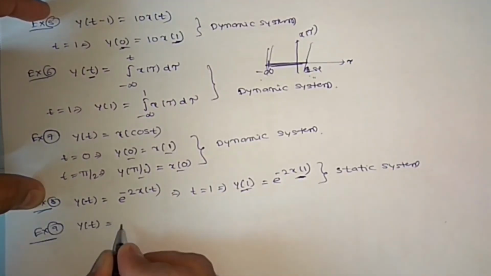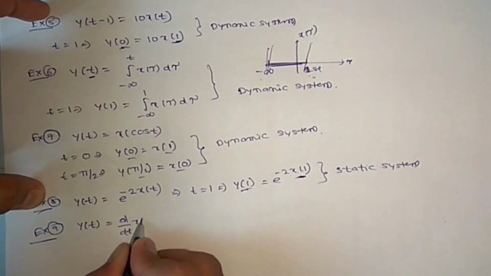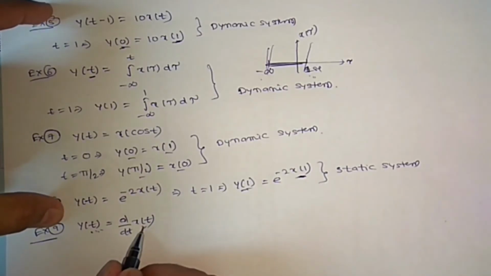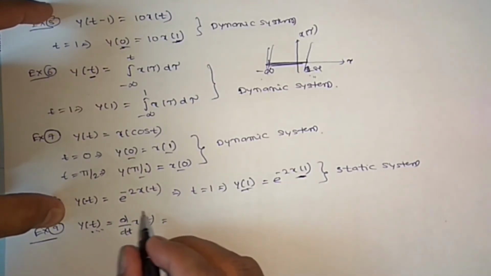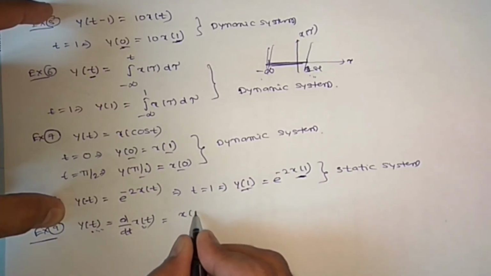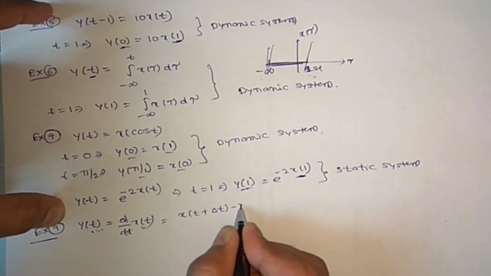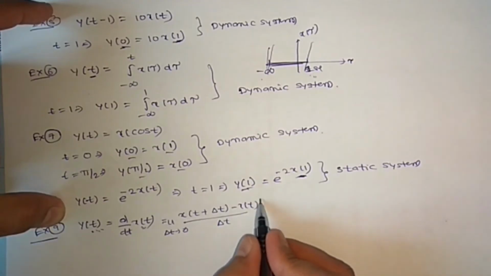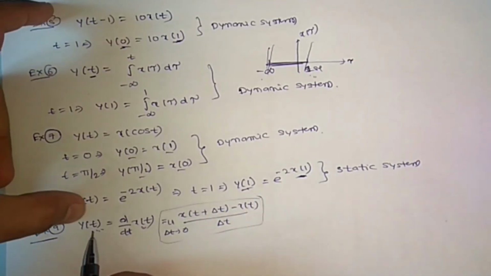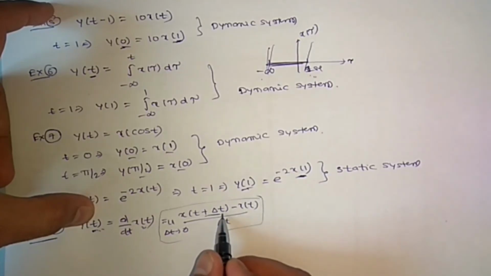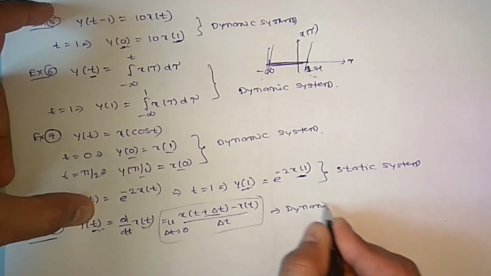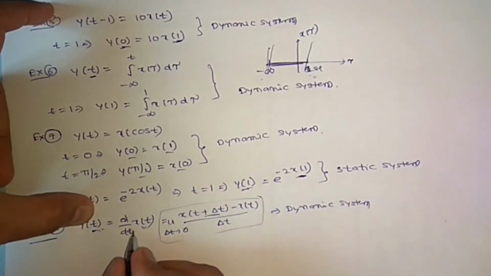y of t equal to d by dt of x of t. If you observe this, we may feel that it is static, but it is not static, it is dynamic. If you go deeper, the definition is the limit as delta t tends to 0 of x of t plus delta t minus x of t, divided by delta t. This is the definition of the derivative. So it depends on a small different amount of time, so this is a dynamic system, because the t outside is affecting this input.